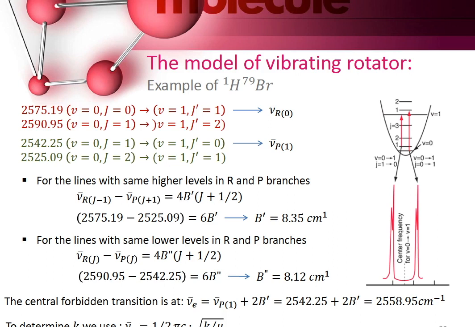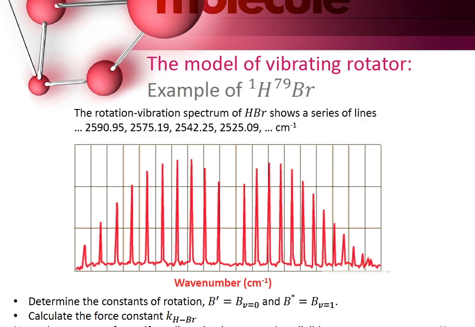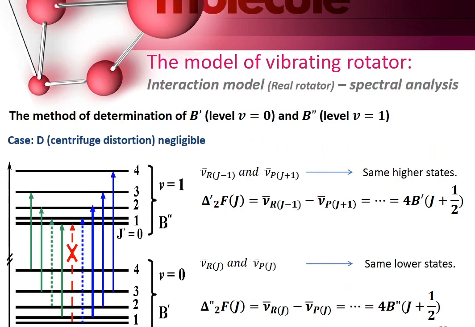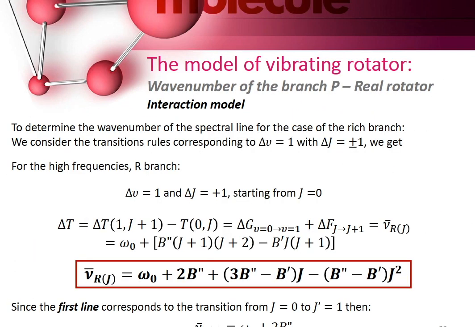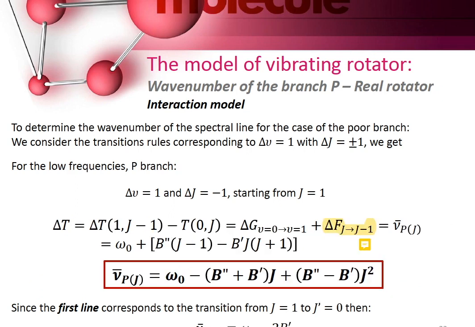Then in fact here we use the central point, the central line in the gap. So the central gap corresponds to a transition that is not allowed. This is why it's a gap, because it's absent. So the distance between the first line in the poor band was equal to, look, omega 0 minus 2B prime.